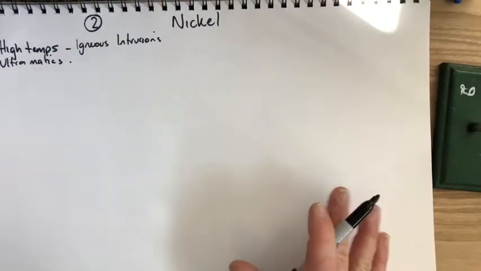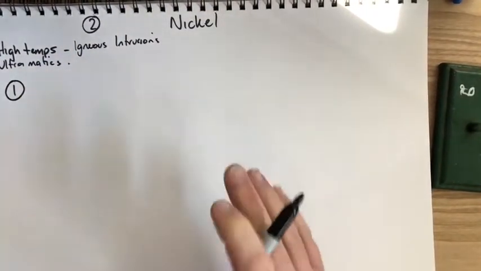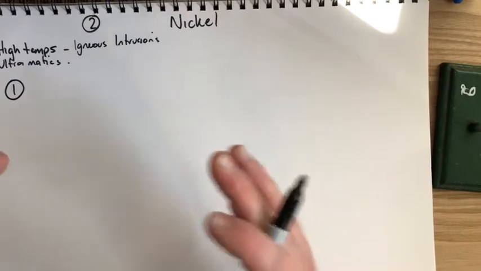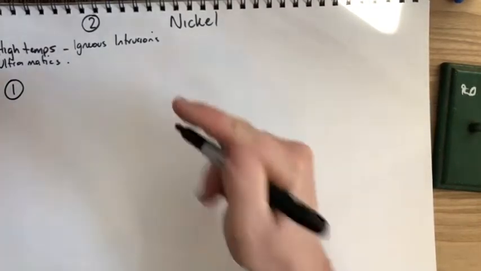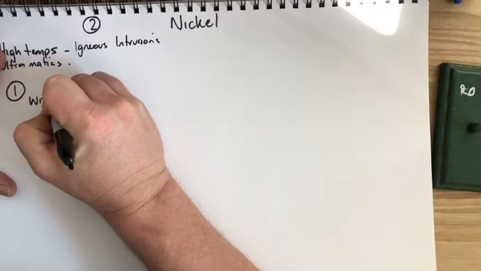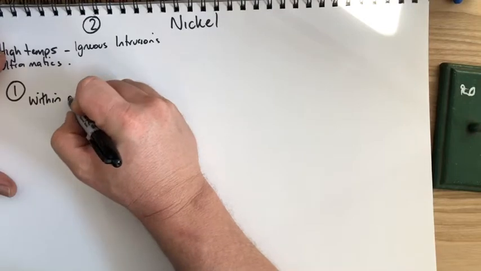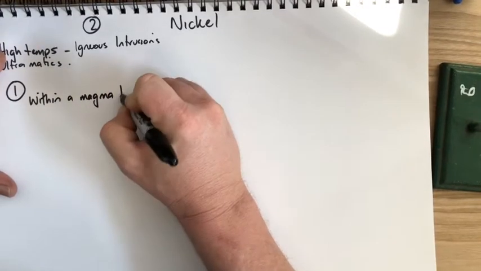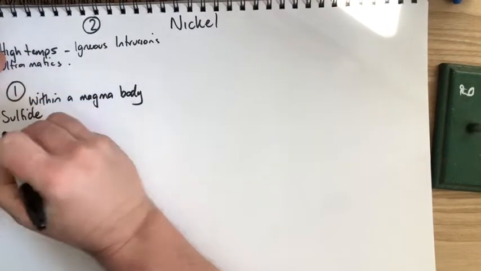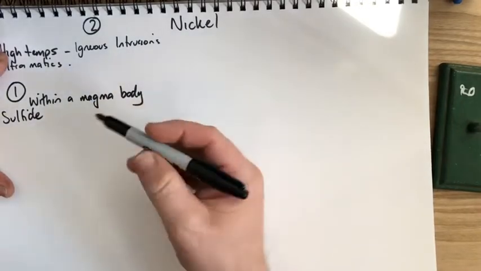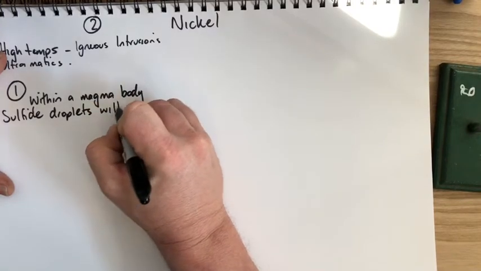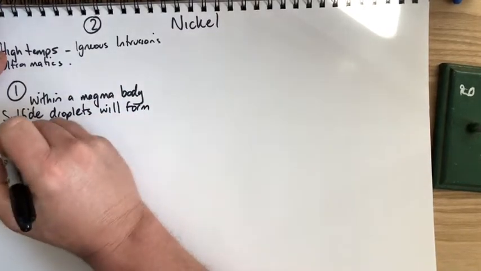Cool. All right. So let's look at step one. Step one, within a magma body, and now we're talking deep within the earth, sulfide droplets will start to form and accumulate with each other. So I'll write this down, then we'll talk about what a sulfide is. So within a magma body, sulfide, and you can choose to spell it whichever way you want, with an F or a PH, it doesn't really matter. Droplets will form and accumulate.